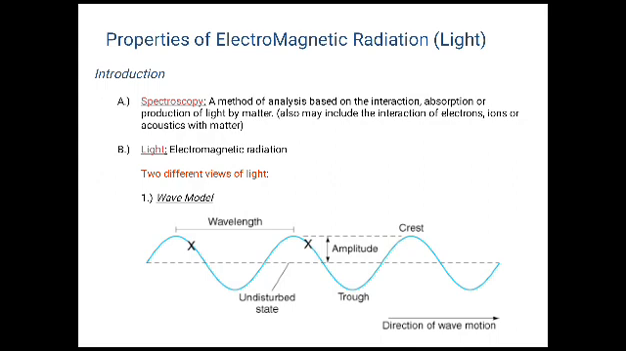So we already discussed spectroscopy means it is a method of analysis based on interaction, absorption or production of light by matter. That is the interaction of electromagnetic radiation with the matter. Light is considered as an electromagnetic radiation. There are two forms of light: one is particulate form and one is wave model. So this is the wave model.